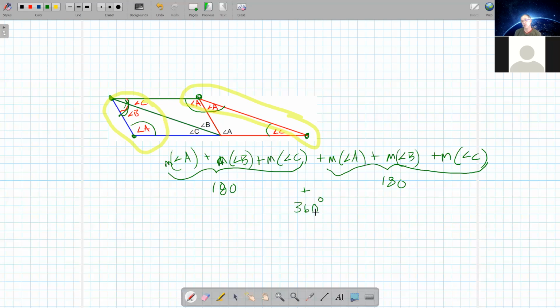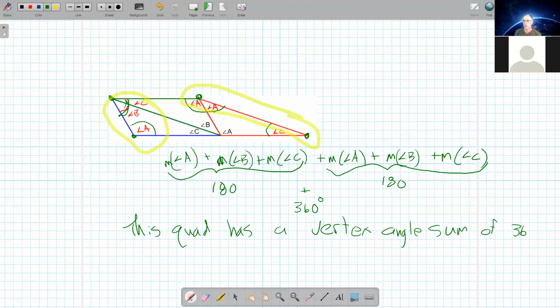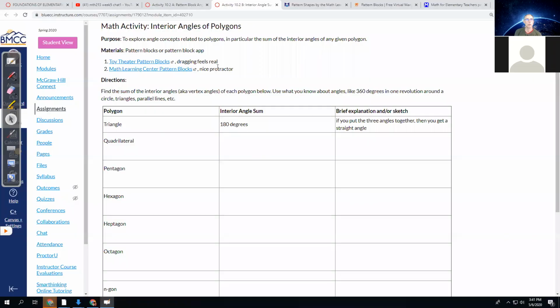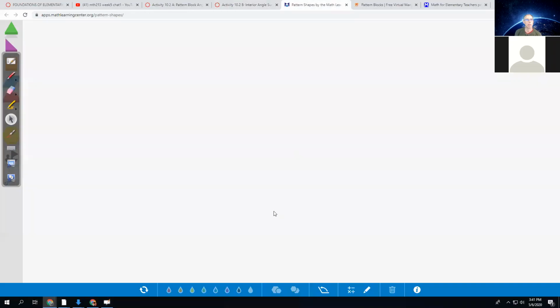So the question is, does any quadrilateral have an angle sum of 360? So we're going to test that out with one more example. So this quadrilateral has a vertex angle sum of 360 degrees. All right, so let's go to one of these pattern block things and grab another one.